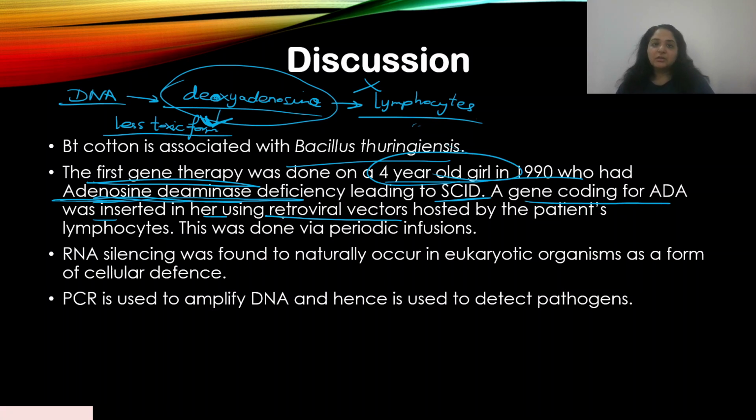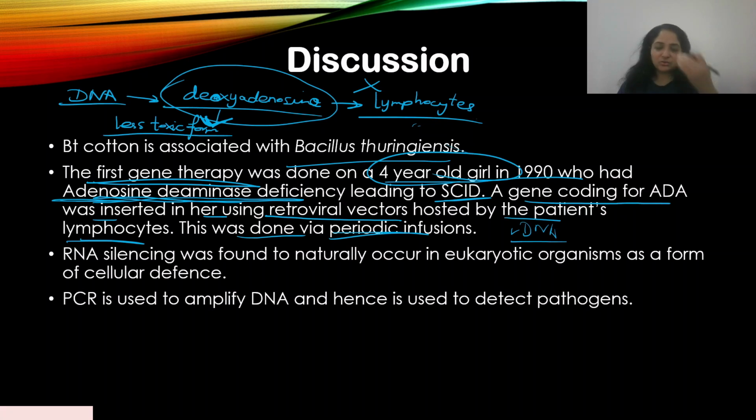Now we know that what they created basically was rDNA. So they used retroviral vectors, introduced the ADA gene in it and then put it into the patient, hosted by the patient's lymphocyte. The host was the lymphocyte, and this was done via periodic infusions. That means over a period of time they would keep inserting those vectors so that the vectors would produce the protein. So that's how they could counter the ADA deficiency.